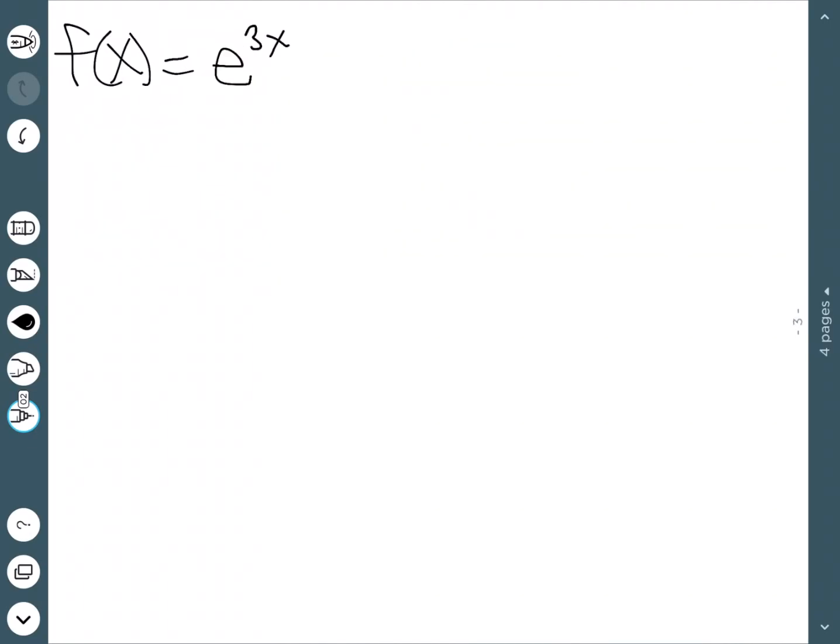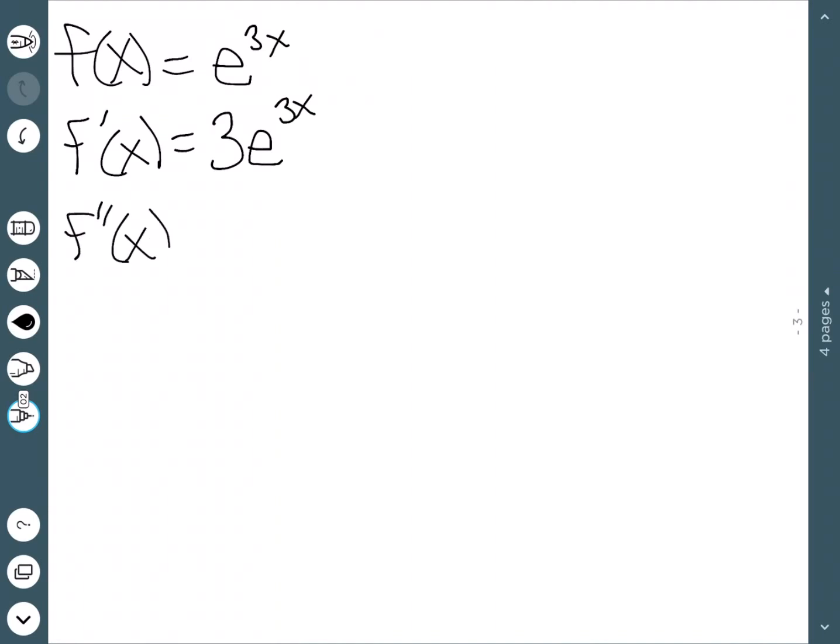Now let's look at this one. If I take the first derivative, we know that we bring the number 3 down, and then this is e to the 3x. For the second derivative then, I would bring the 3 back down. 3 times 3 is 9, e to the 3x.